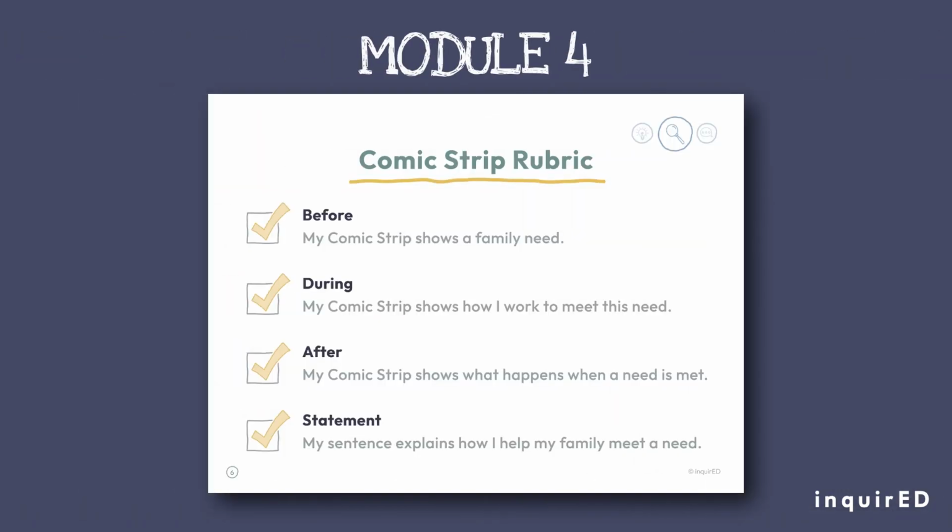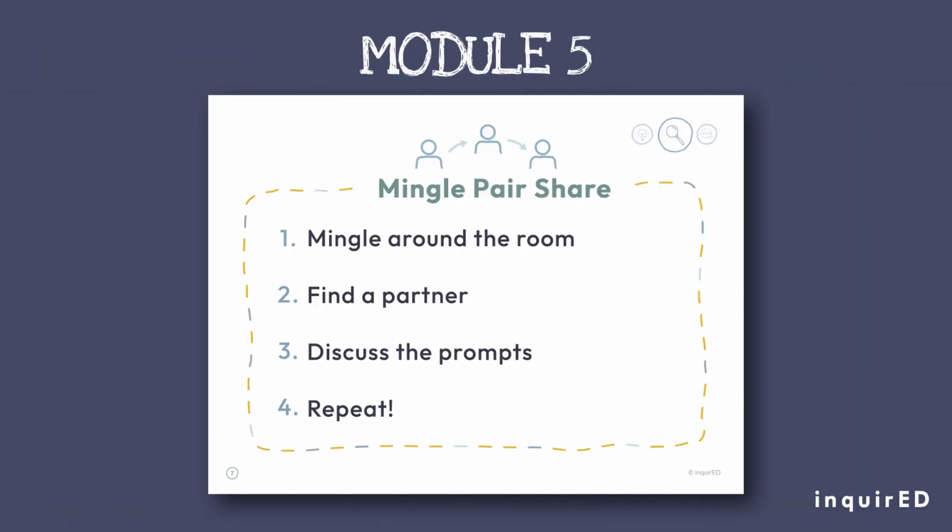In Module 4, students create comic strips that explore an important family role or responsibility, then give and receive feedback on their work. Finally, in Module 5, students engage in a mingle, pair, share discussion to reflect on their learning about families' differences and traditions.